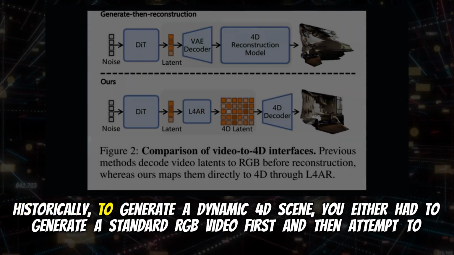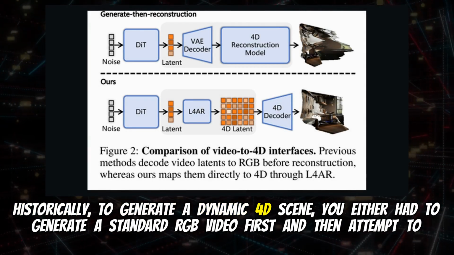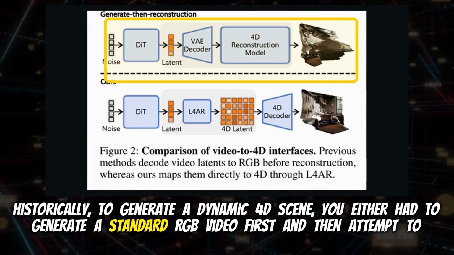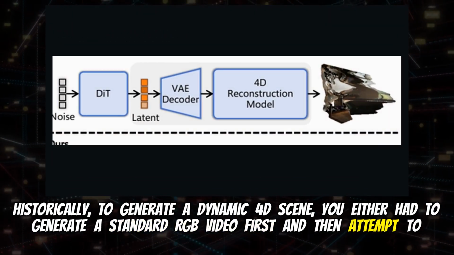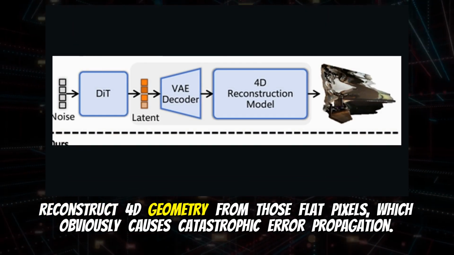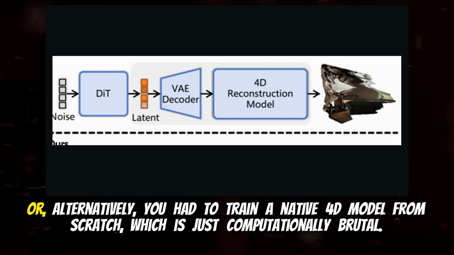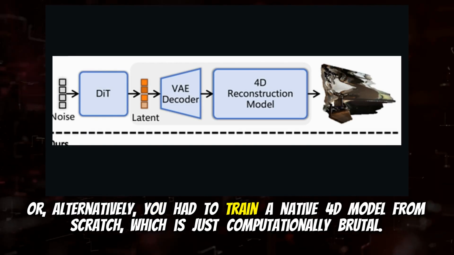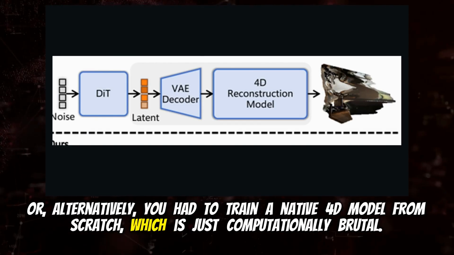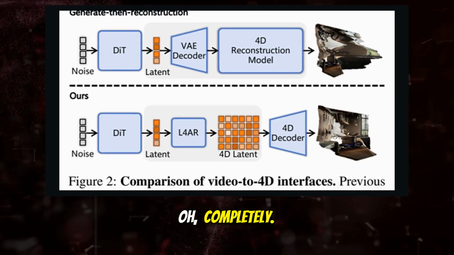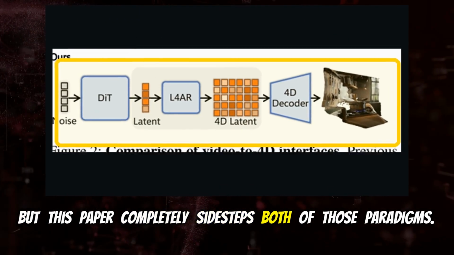Exactly. Historically, to generate a dynamic 4D scene, you either had to generate a standard RGB video first and then attempt to reconstruct 4D geometry from those flat pixels. Which obviously causes catastrophic error propagation. Or, alternatively, you had to train a native 4D model from scratch, which is just computationally brutal. Oh, completely. But this paper completely sidesteps both of those paradigms.